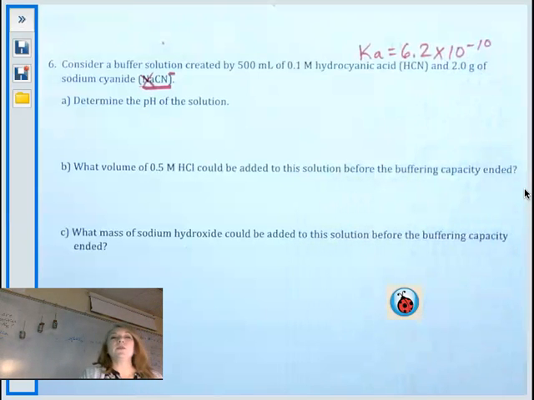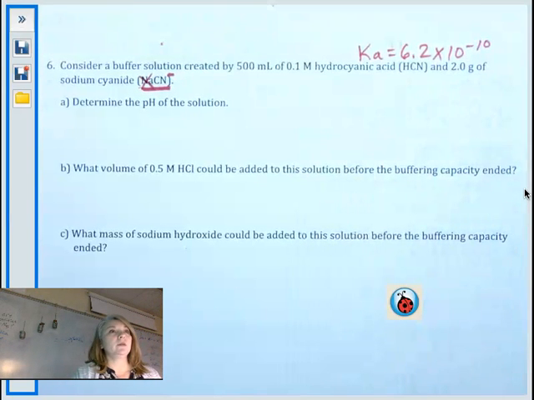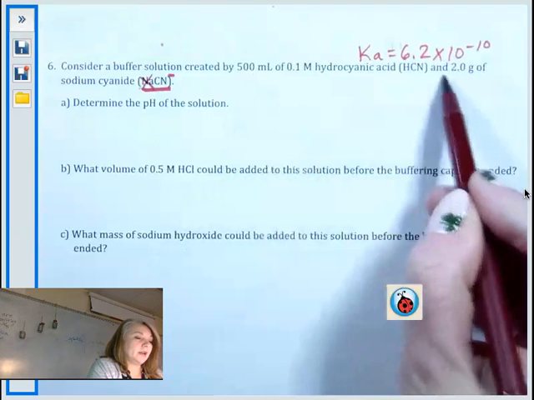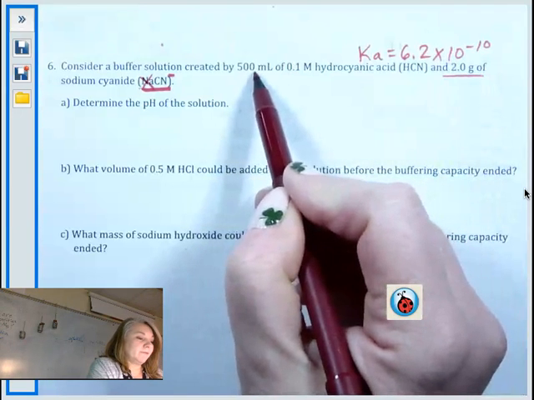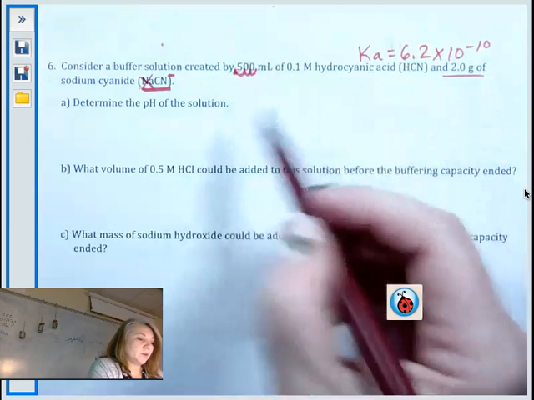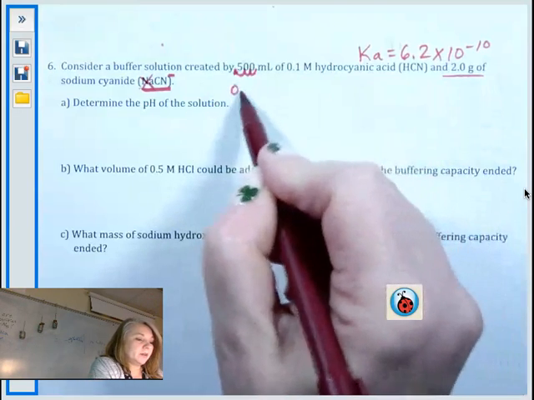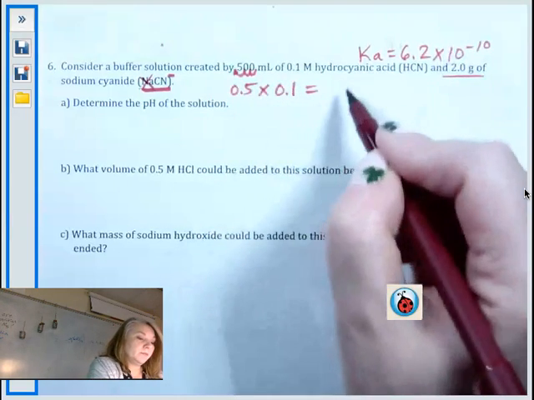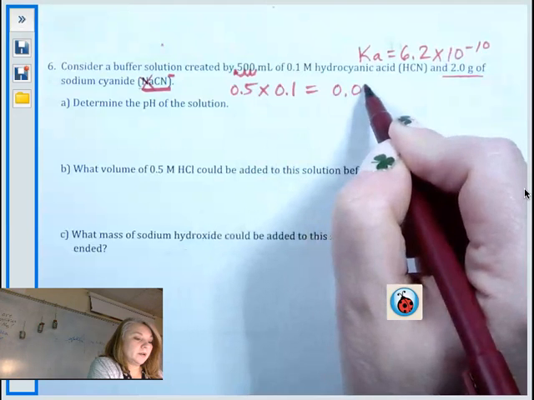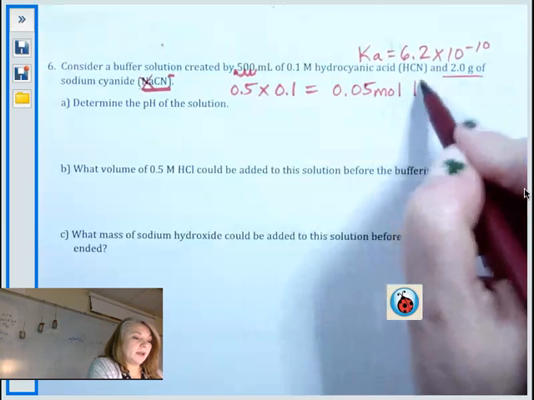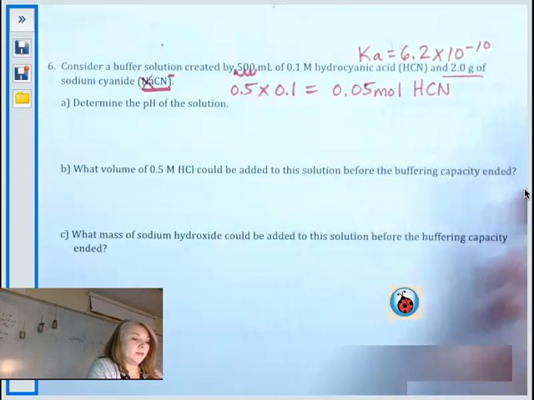All right, first things first, we need to get everything into moles or millimoles, okay? So I'm going to go ahead and convert this into moles because grams into moles is actually the fastest thing. Move your decimal point over 3 spaces to the left and then just multiply. So 0.5 times 0.1, and that should give you 0.05 moles.